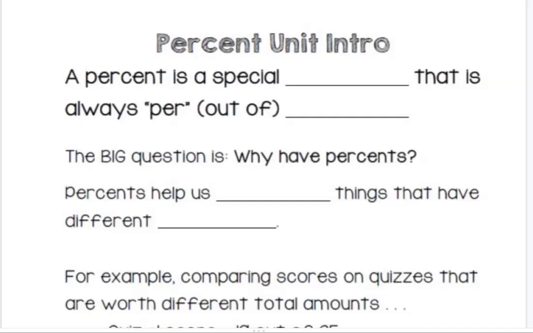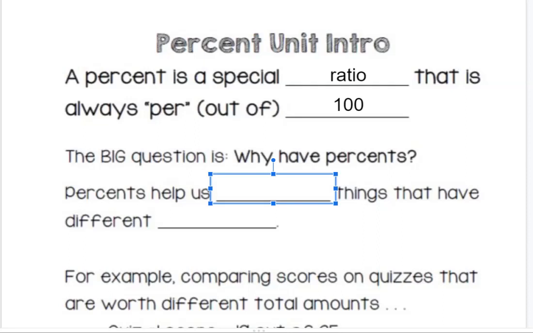This is the introduction to our percent unit. Percents are very special numbers that we use for a lot of things. A percent is a special ratio that is always compared or out of or referred to as per 100. So as opposed to a unit rate being a ratio that is always per 1, a percent is a ratio that is always per 100.